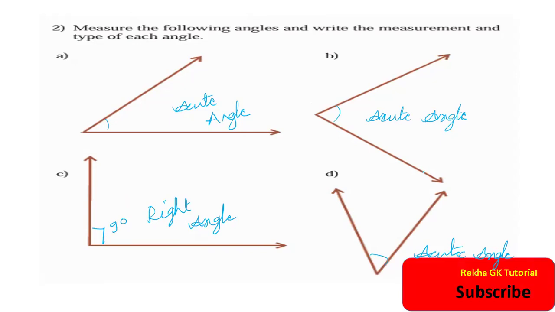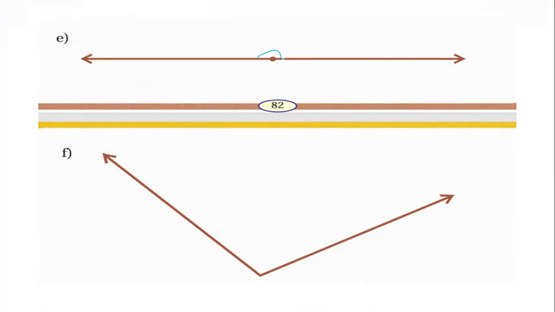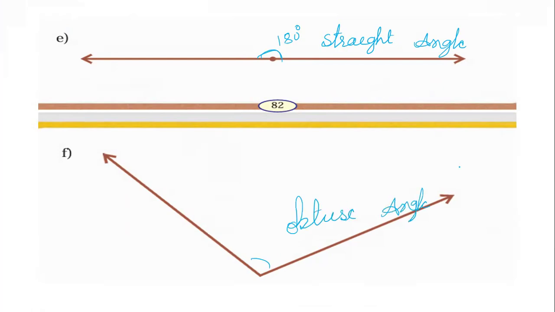Next. Here an angle is formed. This is 180 degrees, a straight angle. This is an obtuse angle. Obtuse angle.